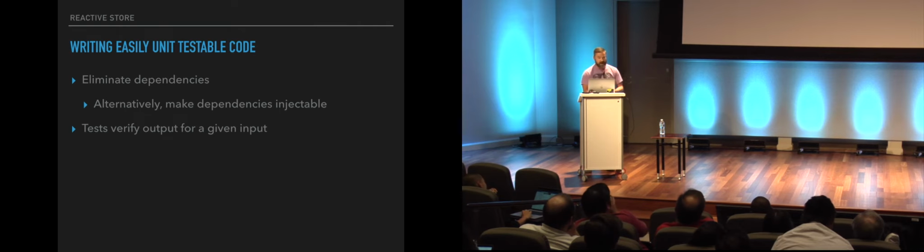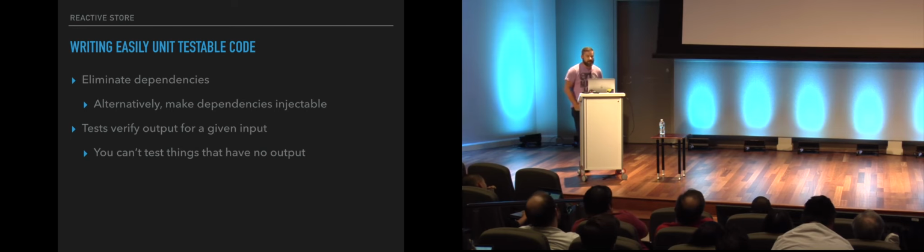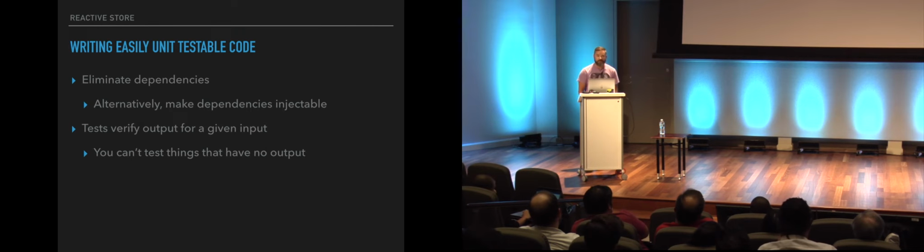Tests exist to verify an output for a given input, so we want to make sure that what we are testing has some sort of output. We want to think about the code that we write as inputs and outputs. One way to think about this is if you are writing a method and it returns void, then you just wrote that method for the side effects that it's doing, and how do you test that code, right?